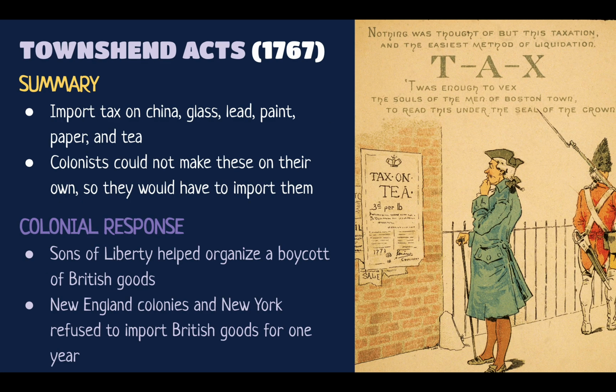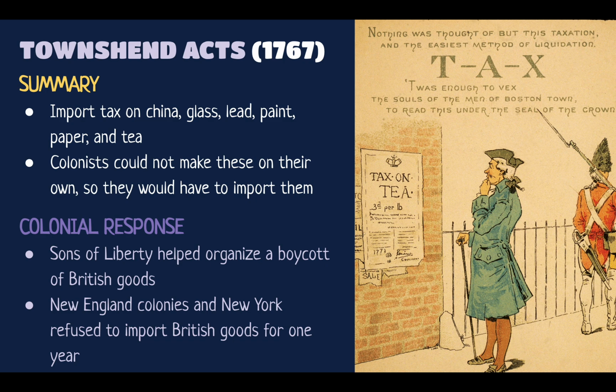Next is the Townshend Acts from 1767. So this was an import tax on things being shipped into the colonies. So these would be materials like china, glass, lead, paint, paper, and tea. And the colonists, these are taxes on things that they cannot produce on their own, so they would have to be imported. And again, colonists upset about this, organized boycotts of British goods.